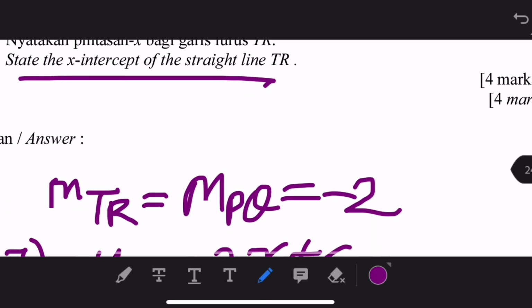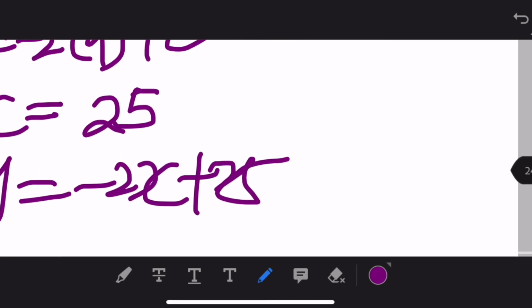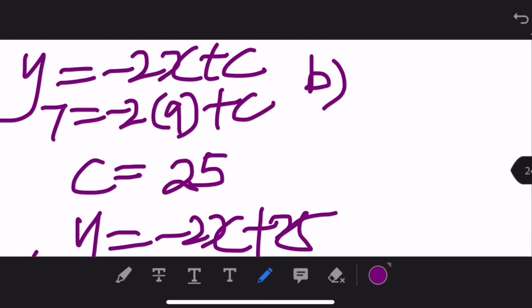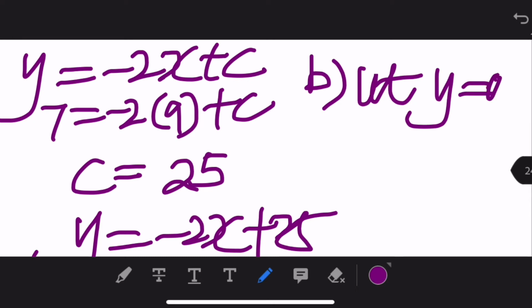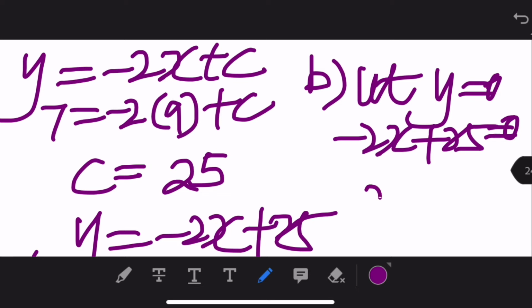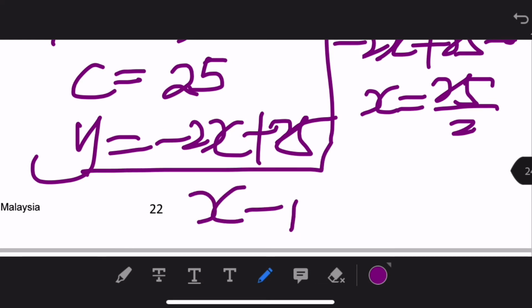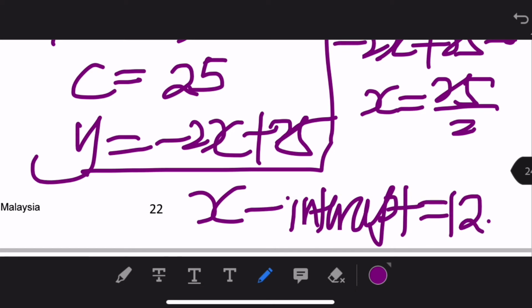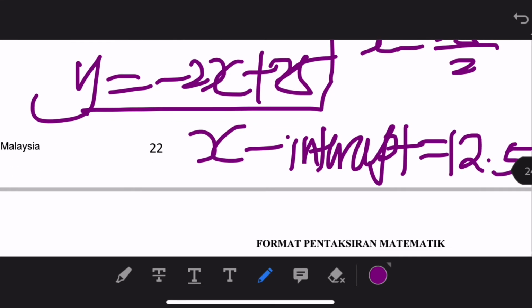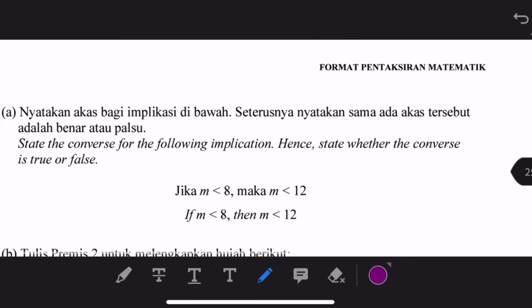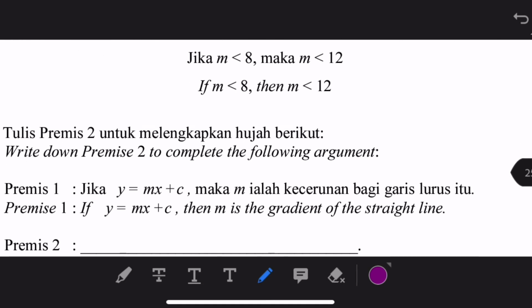Right, so then next question is to state the x-intercept of the straight line. So for B, we have to let y be 0 in order to find the x-intercept. So the x is 25/2, but we need to write the answer in words. X-intercept is 25/2 or 12.5. So remember to write in words: x-intercept. Alright, so let's proceed to question number 3.